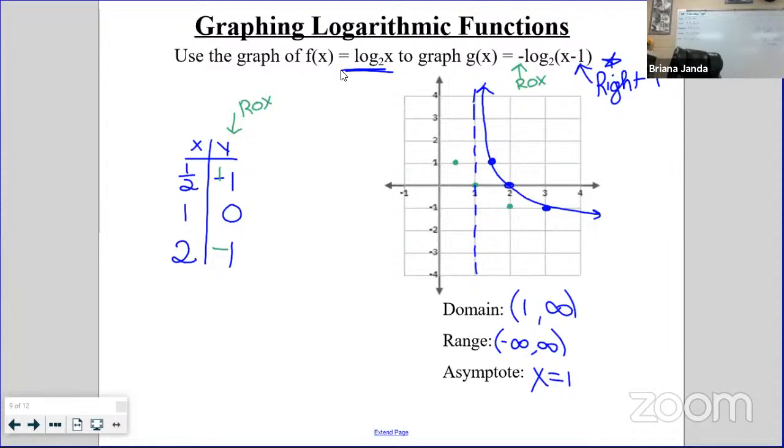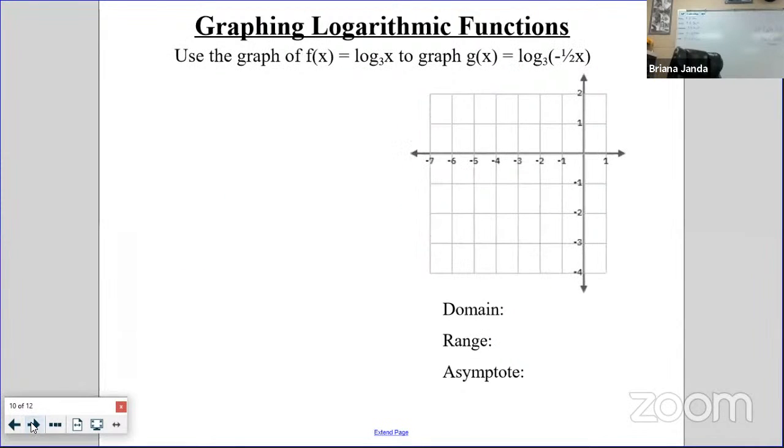Okay. I think we have maybe 2 examples left here. We get the rest of our types of transformations in here. So on this one, we've got log base 3 of x, and we're going to graph log base 3 of -1/2 x. Build your table of favorite points.